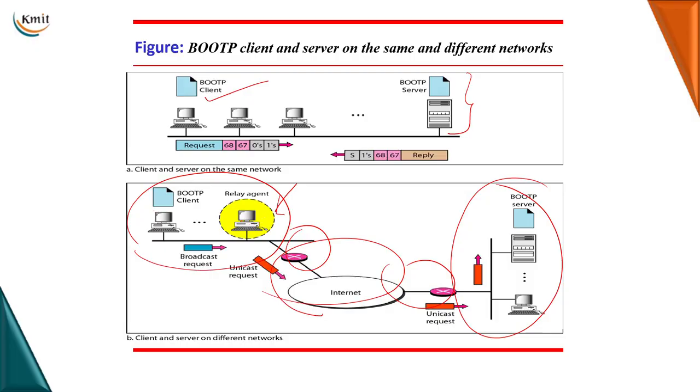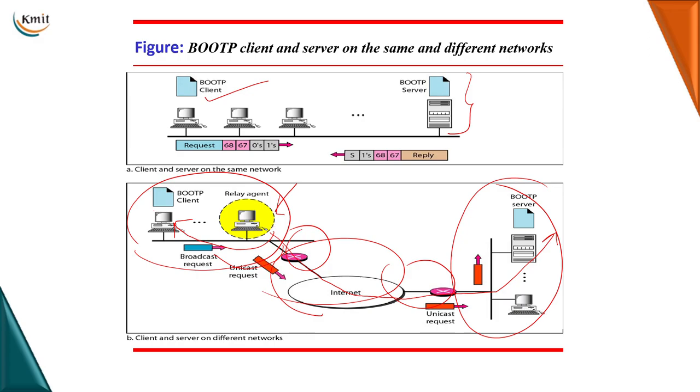This relay agent will take the request of this BootP client, and this request is unicast through the internet, through the routers, to the BootP server. This BootP server will in turn reply back to the relay agent, and the relay agent will give the IP address, or the reply, back to the BootP client. So what does this BootP client think? The BootP client thinks that the relay agent itself is the BootP server, whereas the BootP server is somewhere on the other network. The relay agent is doing the job.